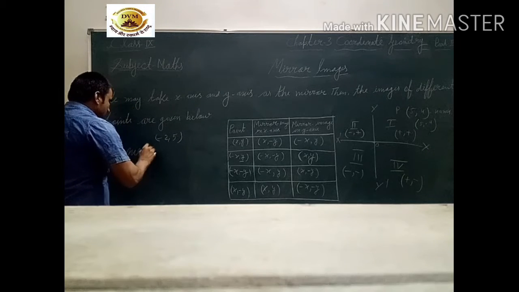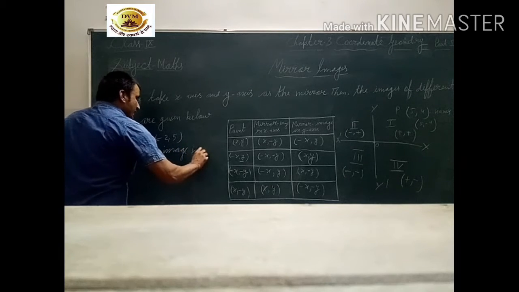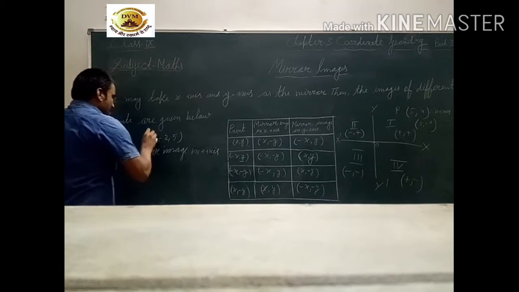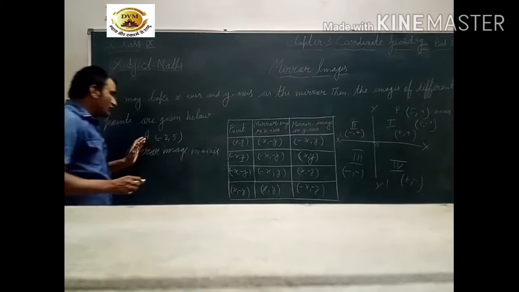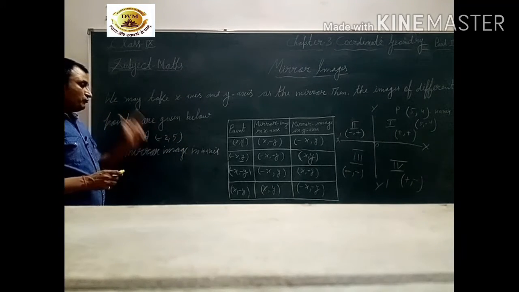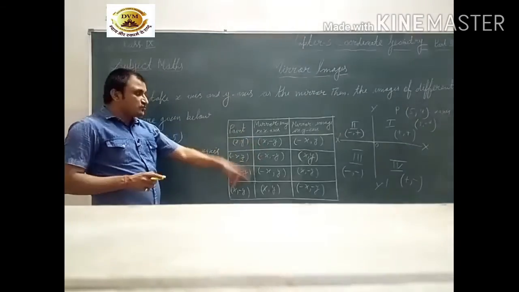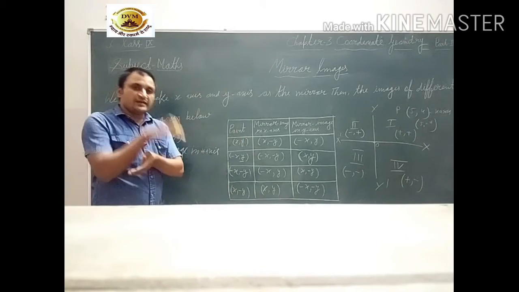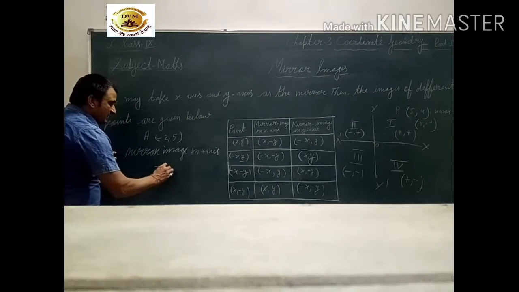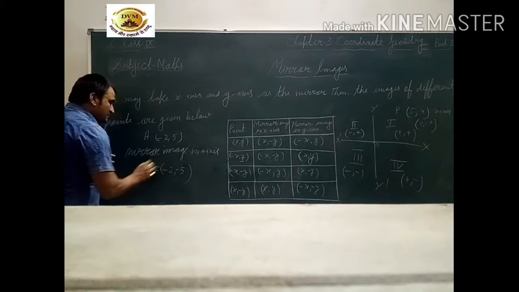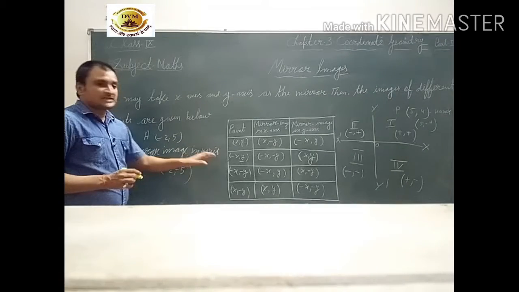Now, minus 2 comma 5, what is the mirror image in x axis? The given point is A, and we have to check its mirror image in x axis. I have told you, when we see the mirror image in x axis, we have to change the sign of the y coordinate. So the y coordinate 5 will change, and it will be minus 2 comma minus 5. This is the mirror image of A minus 2 comma 5 in x axis.